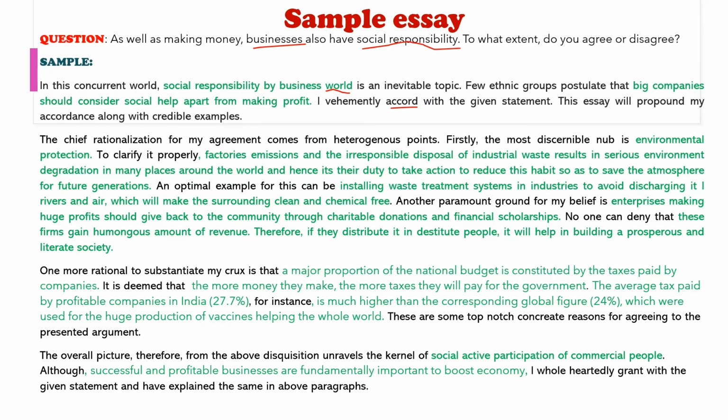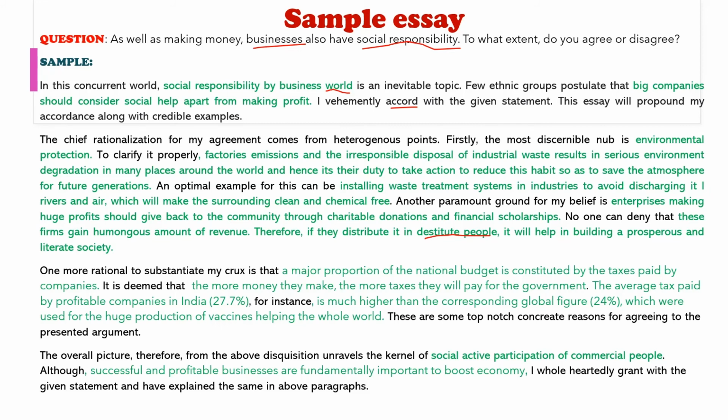So of course big businesses have very much revenue, therefore if they distribute it to destitute people, meaning poor people, it will help in building a prosperous and literate society. If they give only a small amount of their profit to these poor people, it will help them to live a prosperous life, and also for education because scholarships are given.